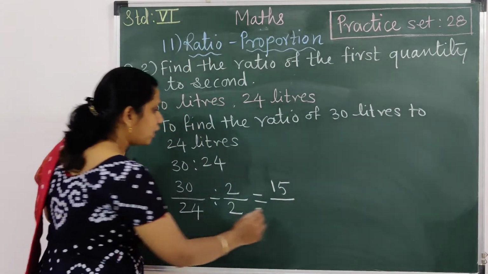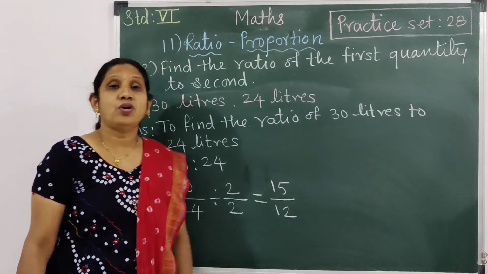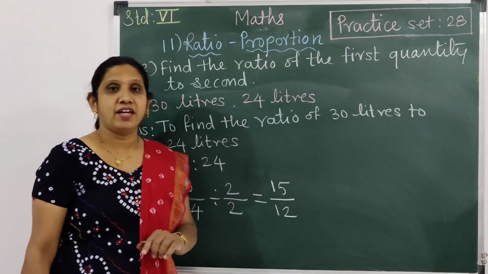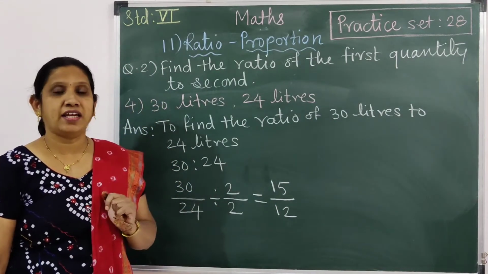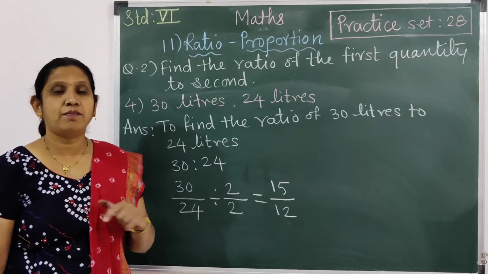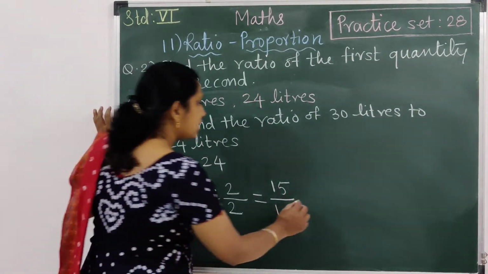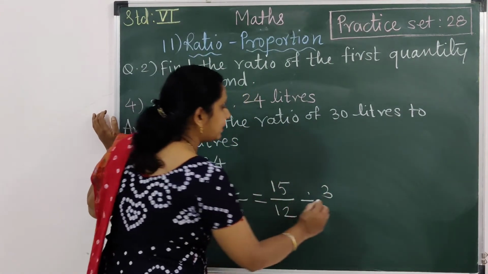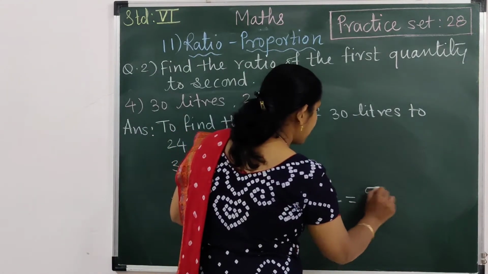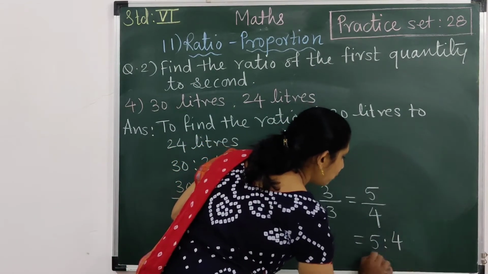Now, in the denominator, 2 ones are 2. 2 twos are 4. Children, now here also you have to use the test of divisibility. 1 plus 5, 6. 1 plus 2, 3. Yes, it is divisible by 3. What is the test of divisibility by 3? When the sum of the digits of a given number is divisible by 3, then the given number is divisible by 3. So here let us divide the numerator by 3 as well as the denominator by 3. So 3 5s are 15. 3 4s are 12. So our answer is 5 is to 4.